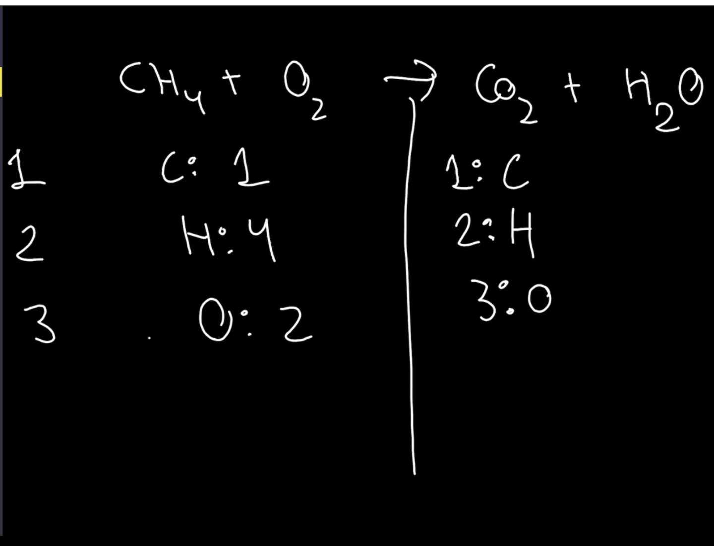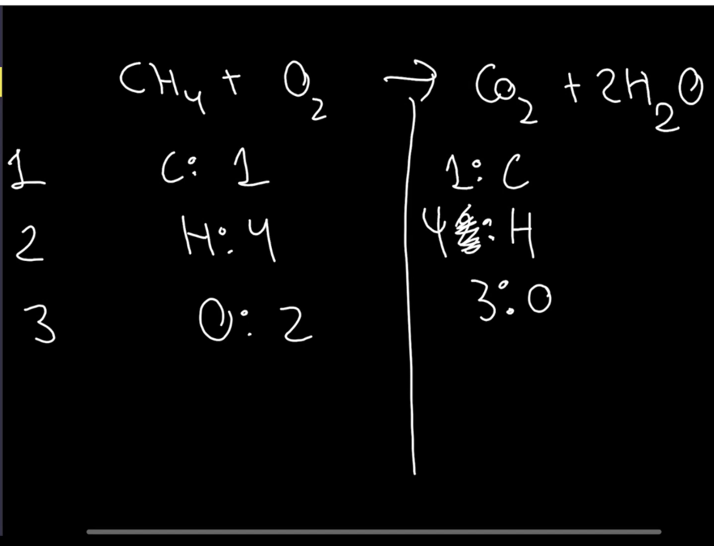Balancing our hydrogens, well, we will just put a 2 here. 2 times 2 is 4. So there's going to be 4 hydrogens now, which means that this is balanced. But wait, this 2 not only multiplies to the hydrogen, but also to the oxygen. So now, our oxygen, well, we already have 2 here.